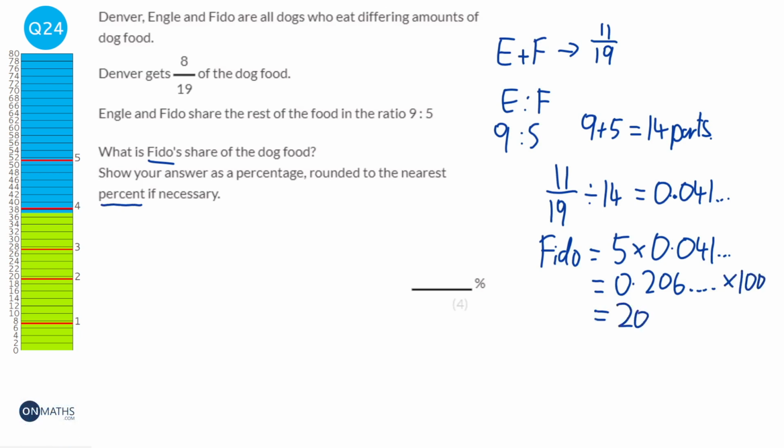So we have 20.676 and so on percent, and it wants it rounded to the nearest percent, so that would be 20%. Or actually it would be 21%, because this would round it up, so 21%.